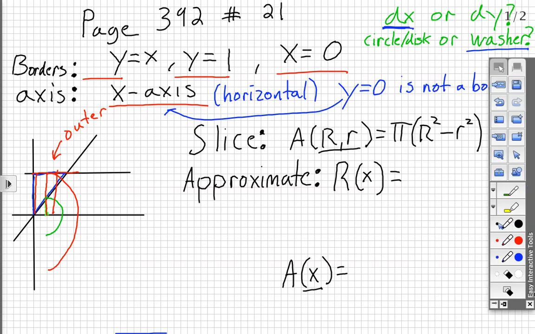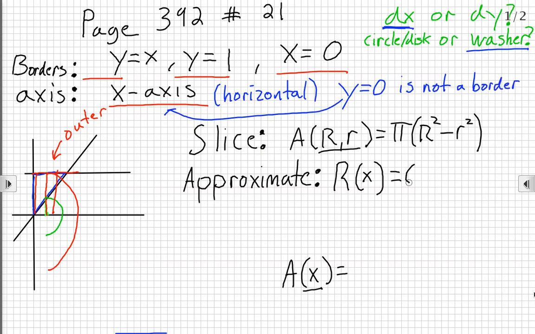So our approach: outer function minus axis. That's foolproof. That always works. In this case, our outer function is the constant y equals 1. Our axis of revolution is the constant y equals 0. So the function 1 minus the function 0 is our outer function minus axis. We get 1. Big R of x is the constant 1.